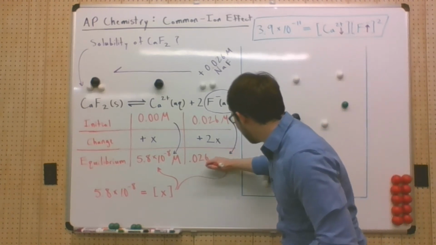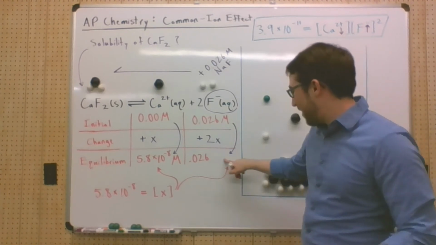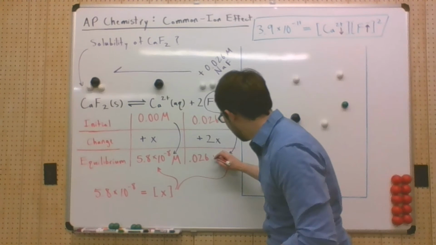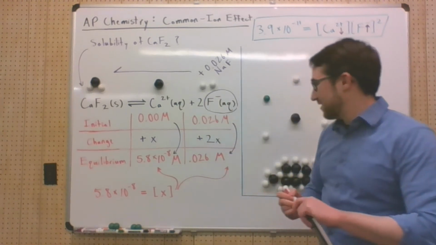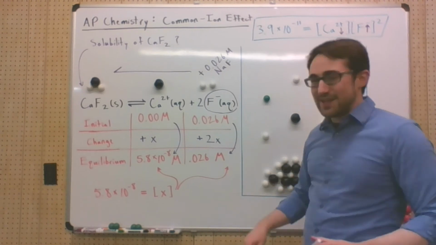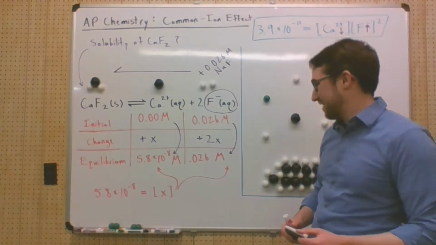So based on my significant figures, I can basically just wipe out this plus 2x also. So this is going to be my concentration here. Now in reality, is that going to be a little bit different? Yes. But not so much in this case.